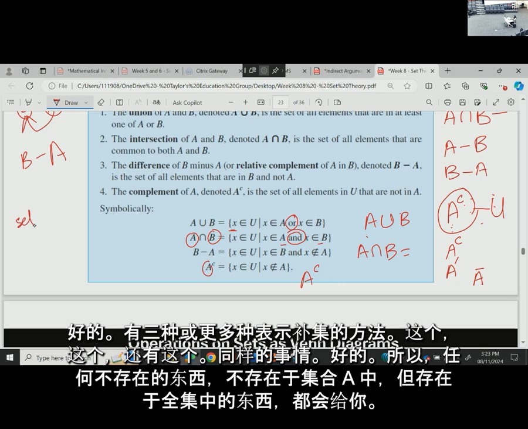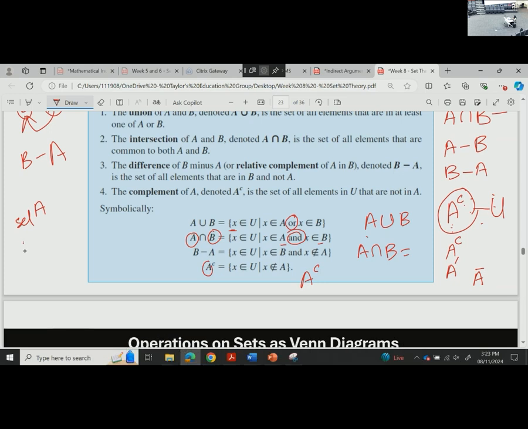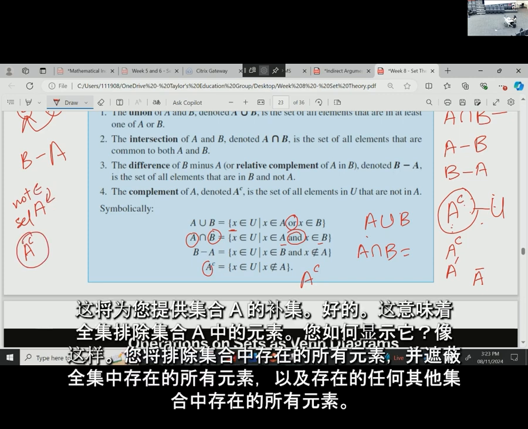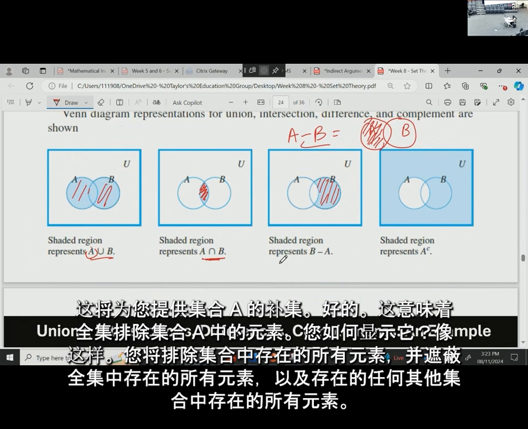in set A, but present in the universal set, that will give you the complement of set A. Okay. It means the universal set excluding the elements in set A. Okay. And how do you show it?